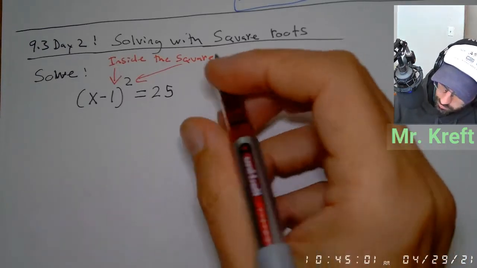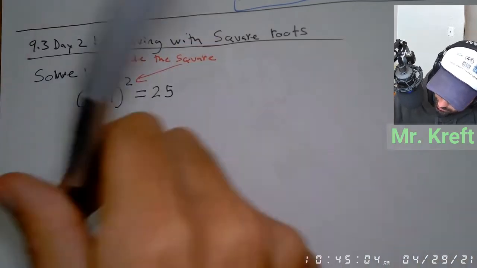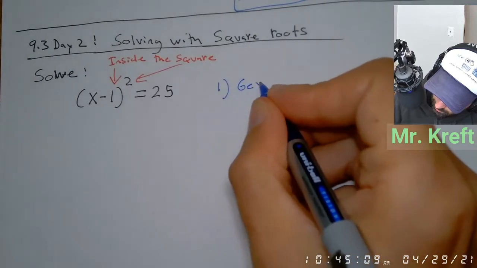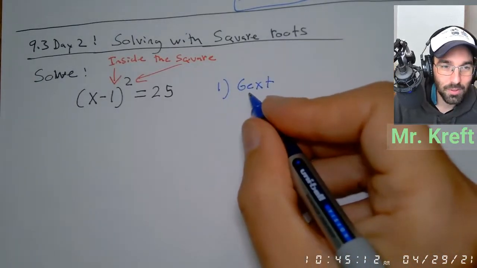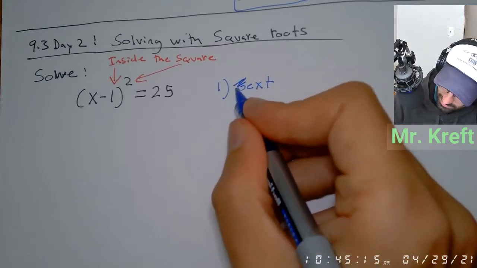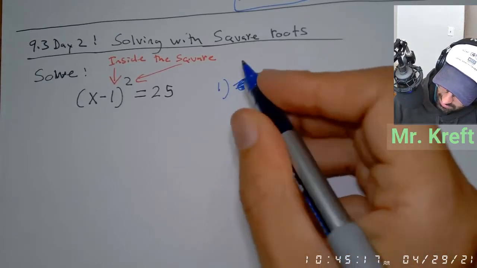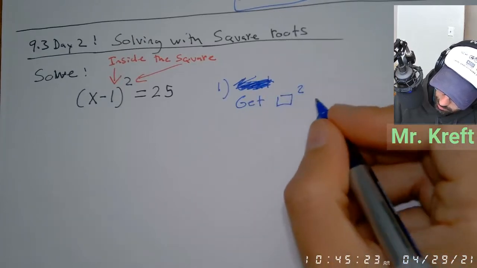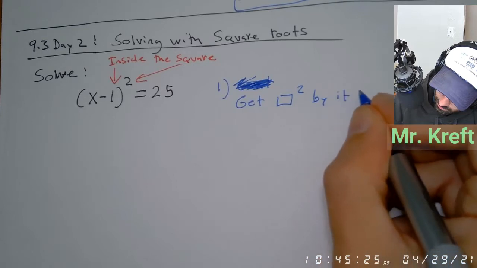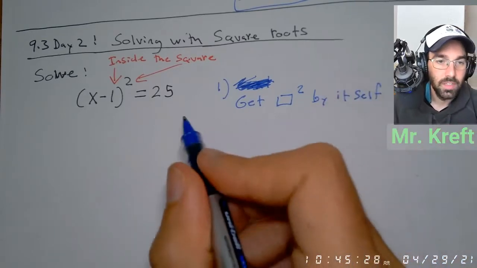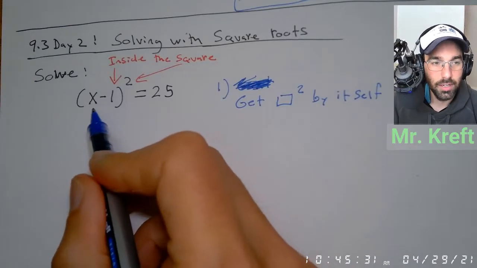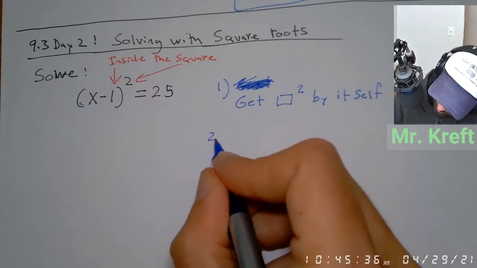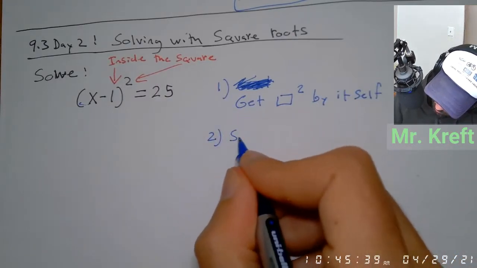Okay, so the first step, we can write this down in blue. First, get, oh whoa, I wrote "gext." I don't think that's a word. I think that's "get" and "next" together. So we're going to get the squared term by itself. Now, in this case, it's already by itself, right? We have something squared. So we've already done that. So the second part is we're going to square root both sides.